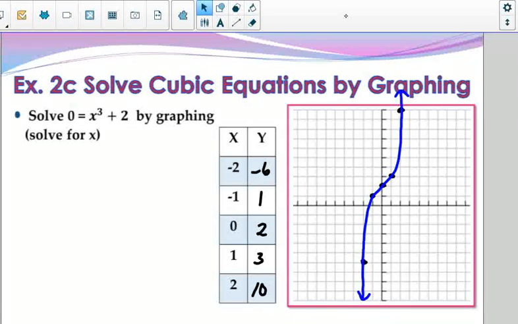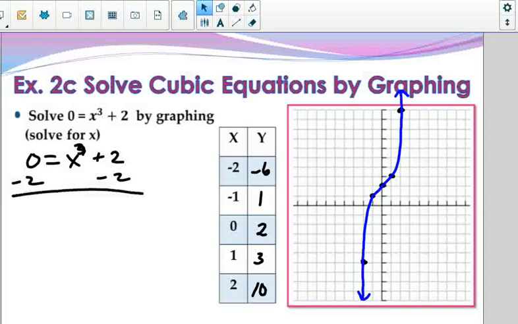I have to figure out where it crosses the x-axis. So I'm going to take 0 equals x cubed plus 2. I need to get the x cubed by itself, so I'm going to subtract 2 on both sides. So now I have negative 2 equals x cubed. To undo a cube, find the cube root of both sides.